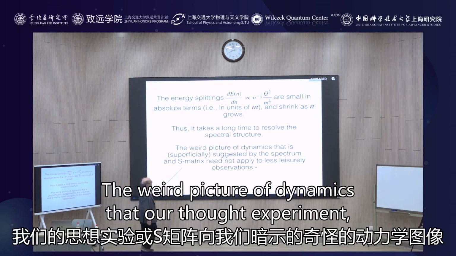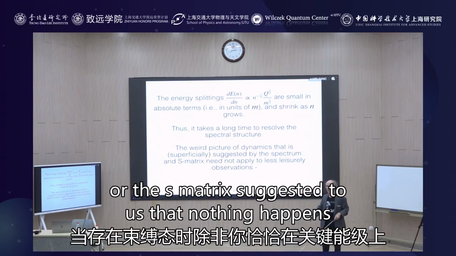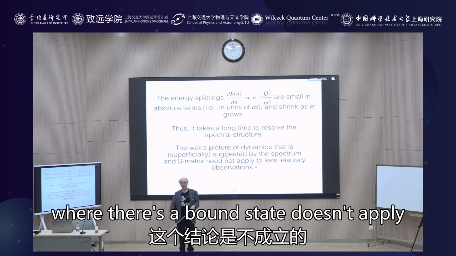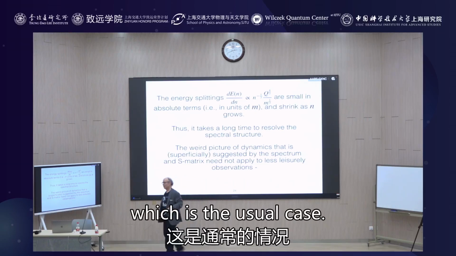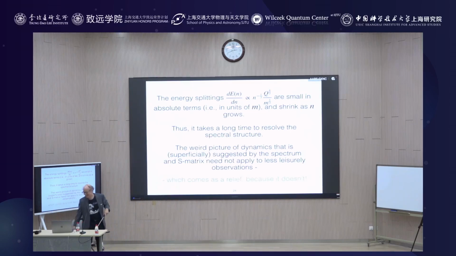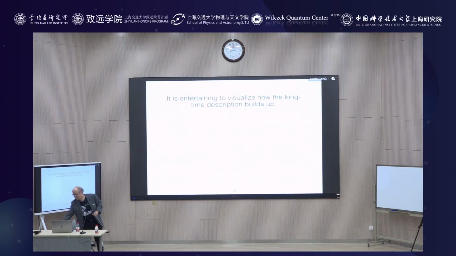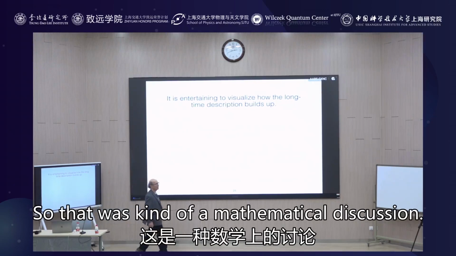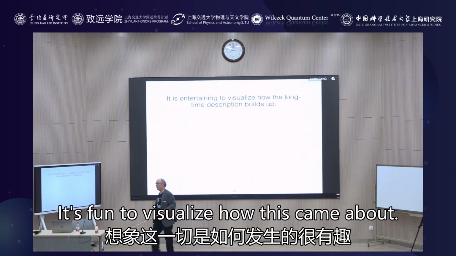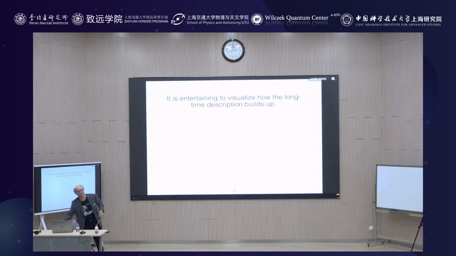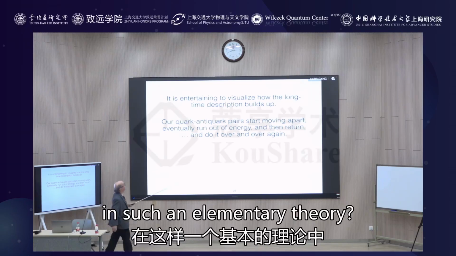So the weird picture of dynamics that our thought experiment or the S matrix suggested to us, that nothing happens unless you're right at the crucial energies where there's a bound state, doesn't apply if you only measure in a finite amount of time, which is the usual case. And that's a relief because it violated common sense. So that was kind of a mathematical discussion. It's fun to visualize how this came about. How does the long time description build up into this paradoxical thing in such an elementary theory?